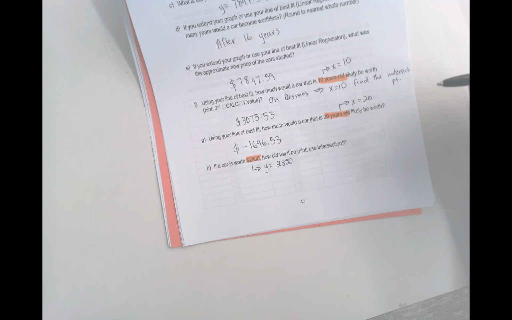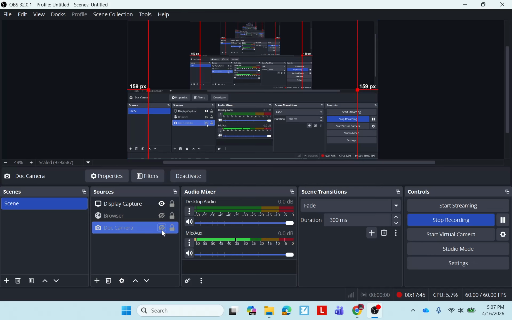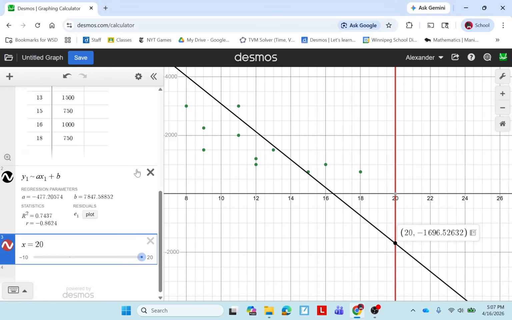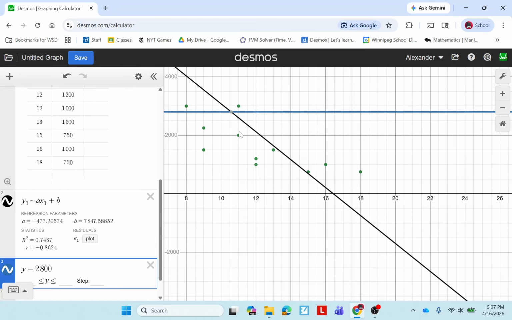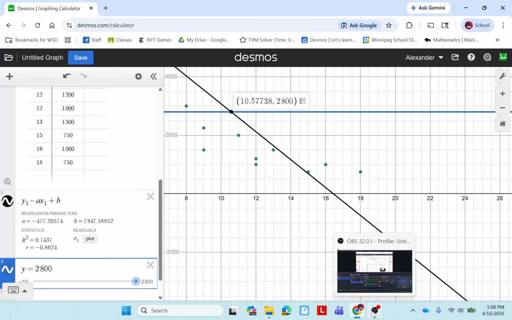So I'm going to switch back to Desmos one last time. I'll take out this x equals 20 line. We'll put in y is equal to 2,800. This is the blue line right here that it makes. The point where they intersect is 10.57738 for the x value. So this would be 10.58 years. Okay, so I'm going to switch back to the notes one more time.